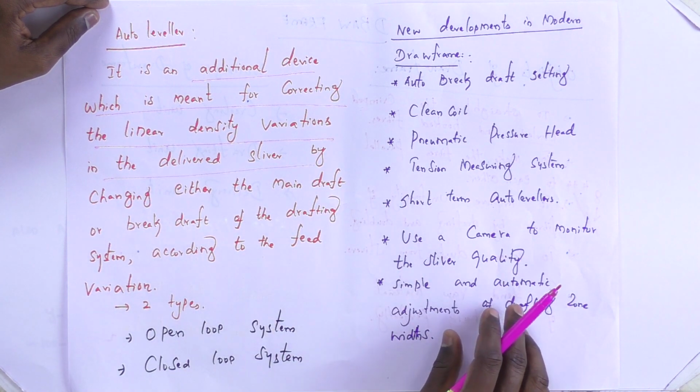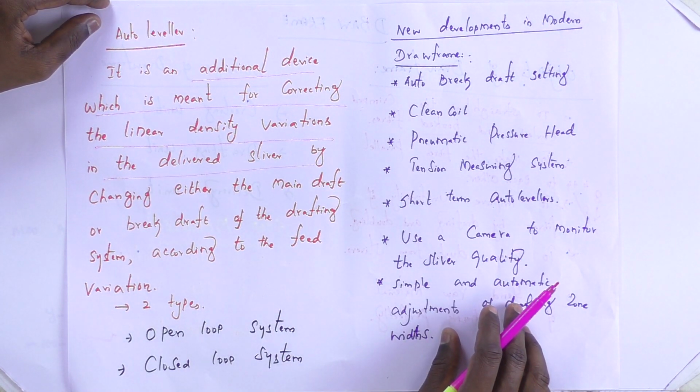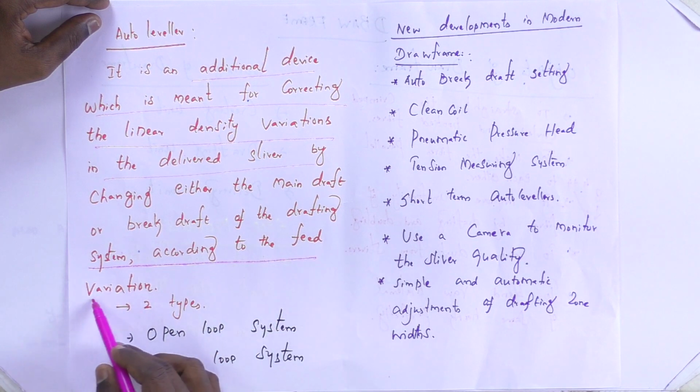lead density variations in the delivered sliver by changing either the main draft or the break draft of the drafting system according to the feed variation. The name auto leveler itself denotes the purpose of this equipment in the auto draft frame. Here the auto leveler is used to maintain the uniformity of the sliver. Suppose any thick place comes, it reduces the speed, so high draft is applied and the thick place is converted into optimum diameter.